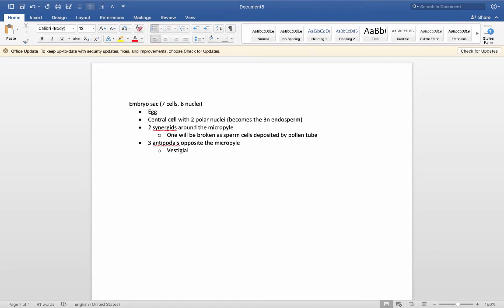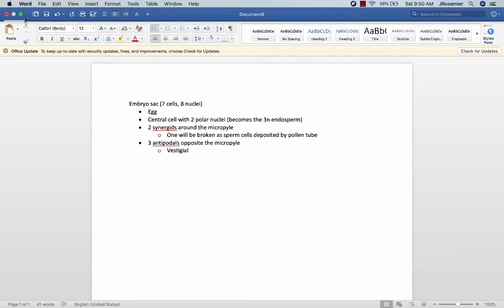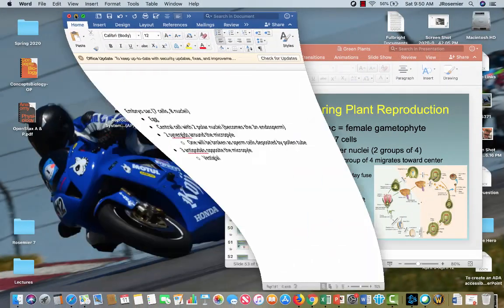is right near the egg, and the central cell has the two polar nuclei because that was one cell that fused into two. We have the two synergids, which sort of surround the micropyle, sort of like a block, the opening to the outside world that the pollen tube is going to grow through and drop off the sperm cells. And three antipodal cells, which are at the opposite end of the embryo sac, which are completely not used for anything as far as we know.